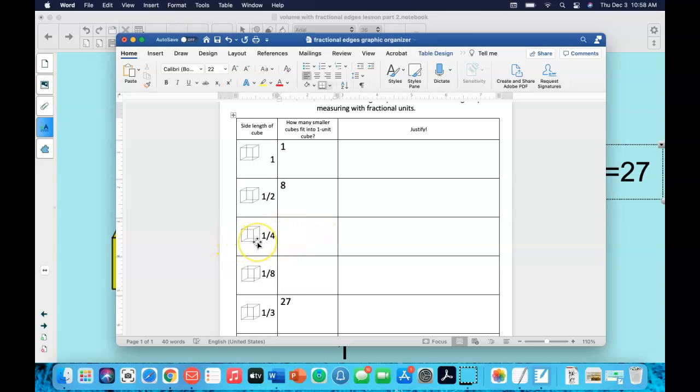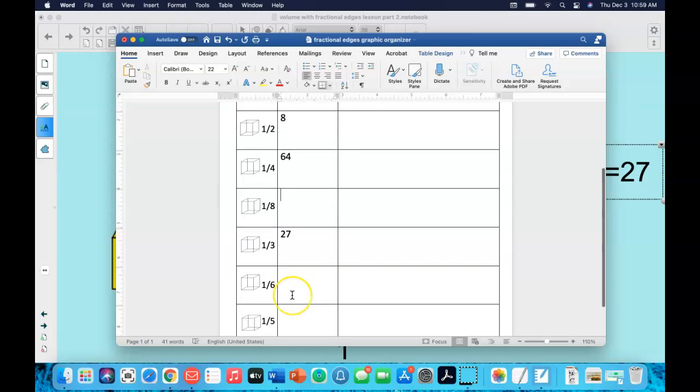Well, it would take 4 across, right? Then 4 from front to back, and 4 from top to bottom. So my bottom row is going to have 4 times 4, which is 16. And then I'm going to have 4 levels of 16. And so what would that be? 16 times 4 is 64. Now you have a graphic organizer too, and so you're going to take what we're learning and add that to your own graphic organizer. You're going to do an 8th, and a 6th, and a 5th as well.